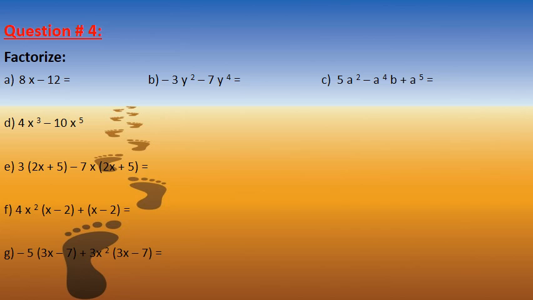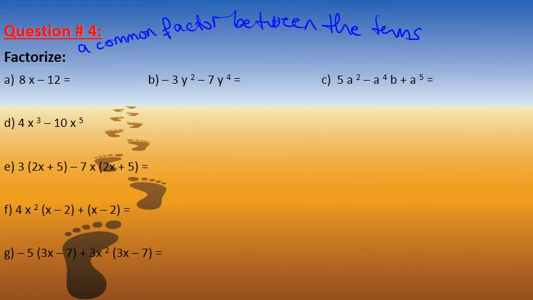Now we should factorize in question number 4. To factorize is to find a common factor between the terms of the given algebraic expression. So we should find a common factor between the terms, and then we divide every term by this common factor. Now between 8 and 12 we have 4 as a common factor and we open parentheses. 8x divided by 4 is 2x, minus 12 divided by 4 is 3. So this is the factorized algebraic expression.